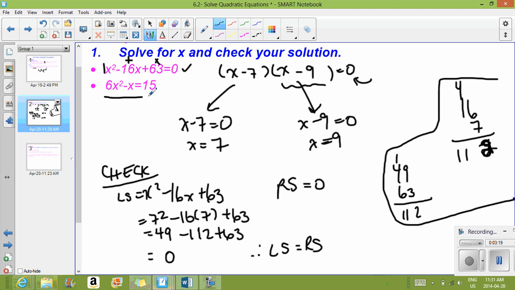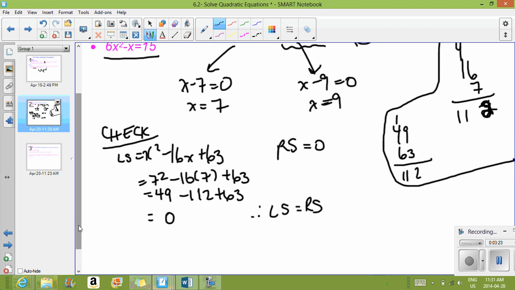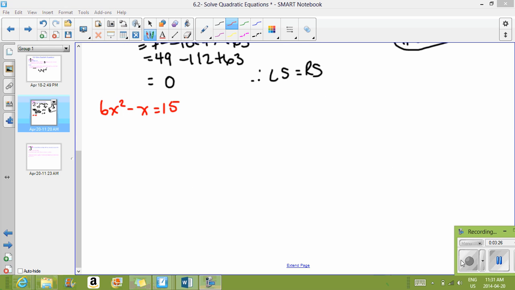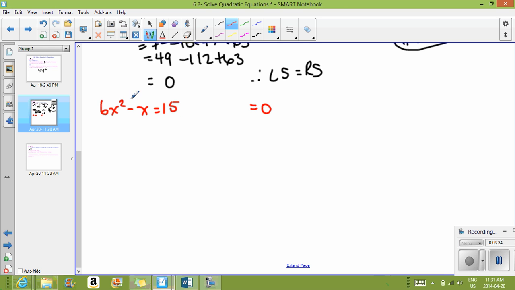So now we're going to try the next one. 6x squared minus x equals 15. So I'll just write that below. And if we're going to factor this one, in order for it to factor and to be able to solve, our equation needs to equal 0. Again, this doesn't look like the quadratic equation. But if we rearrange so that we have 6x squared minus x minus 15, there's nothing left on that side, so it must equal 0. Now we can actually factor it because it's in the quadratic equation form.